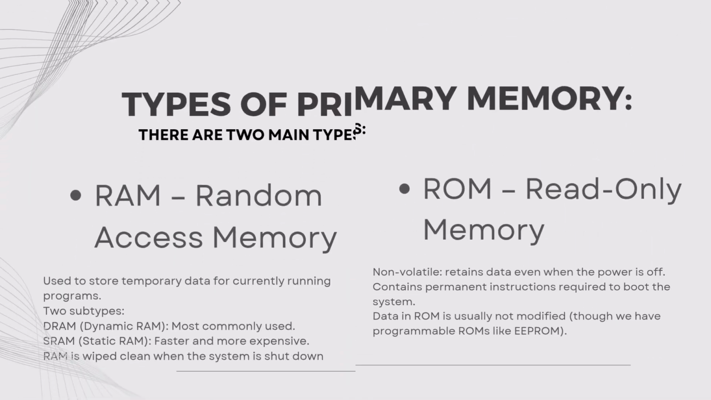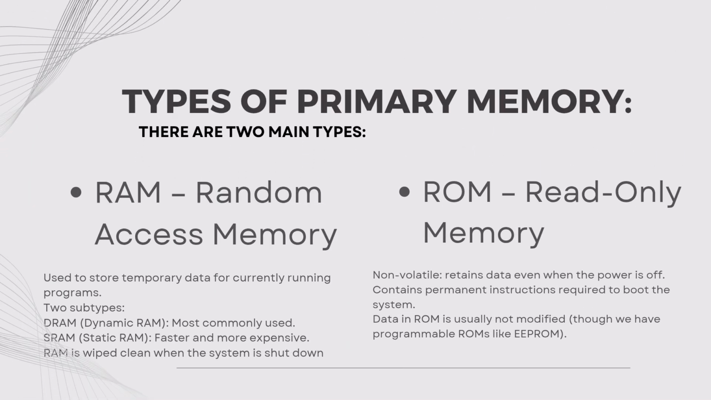Types of primary memory. There are two main types: RAM, that is random access memory, and ROM, that is read only memory. RAM is used to store temporary data for currently running programs. There are two subtypes of RAM: DRAM and SRAM. DRAM means dynamic RAM, that is most commonly used, and SRAM is faster and more expensive. RAM is wiped clean when the system is shut down.